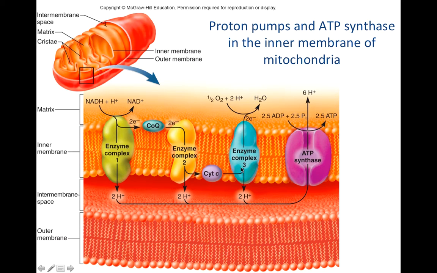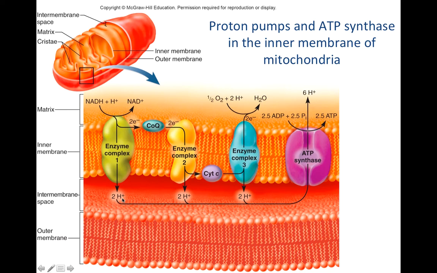Enzyme complex 3, just like the other two, is going to harness that energy as electrons are passed from one electron carrier to another. As that energy is released, it's going to be used to fuel this enzyme complex, this proton pump, and pump more protons into the intermembrane space. So, main concept so far. As you move electrons from one carrier to another, you release energy. Energy is used to fuel these enzyme complexes, which are proton pumps, and you pump protons into the intermembrane space.